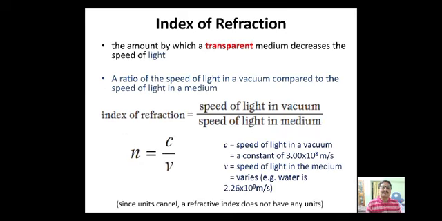Index of refraction. It is a very important term related to the optical fiber. Index of refraction is nothing but the ratio of speed of the light in vacuum to the speed of the light in the medium. N is equal to C upon V, where N is the index of refraction, C is the velocity of the light in the vacuum, and V is the velocity of the light in the medium through which light propagates.